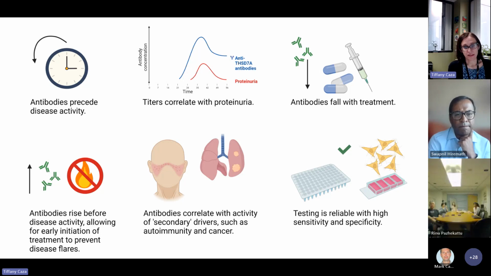Antibodies can also correlate with disease activity in secondary drivers, and this has been shown with THSD7A membranous. THSD7A membranous in a small proportion of cases may be associated with malignancy, and that's from copy number increases for THSD7A that is present within some tumors. But THSD7A antibodies have been found to correlate with not only activity of the patient's membranous, but also the underlying malignancy. And testing has high sensitivity and specificity, and if it didn't, it wouldn't really be that useful.